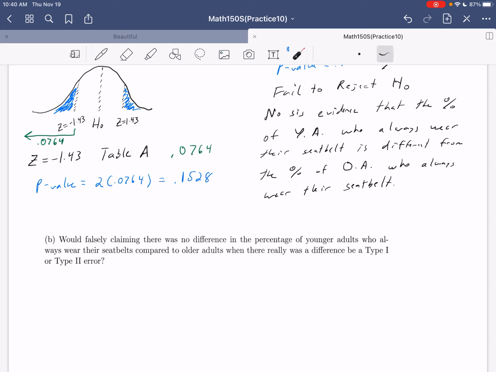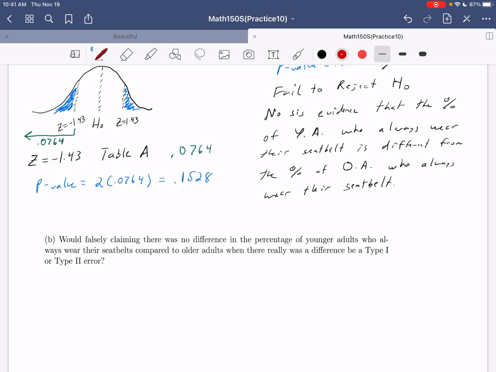So let's go ahead and read what this says. It said, would falsely claiming that there was no difference in the percentage of younger adults who always wear their seatbelts compared to older adults, when there really was a difference, be a type 1 or type 2 error. So how do we determine if it's a type 1 or type 2 error? Well, let's look at what our false claim or our mistake is. So if we're claiming that there's no difference, right? So we're saying there's no difference. What conclusion must we have made?